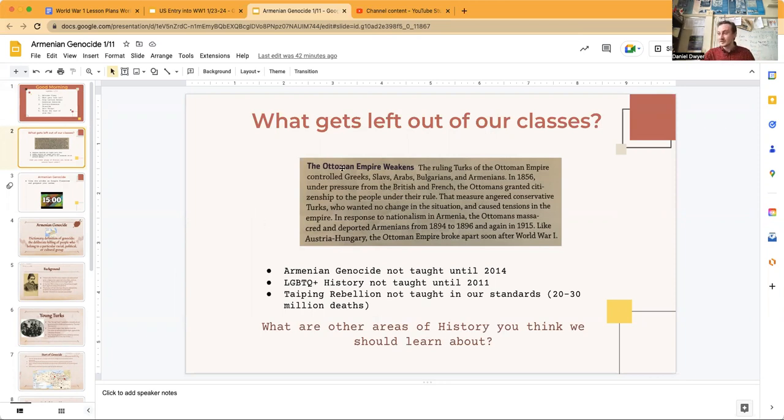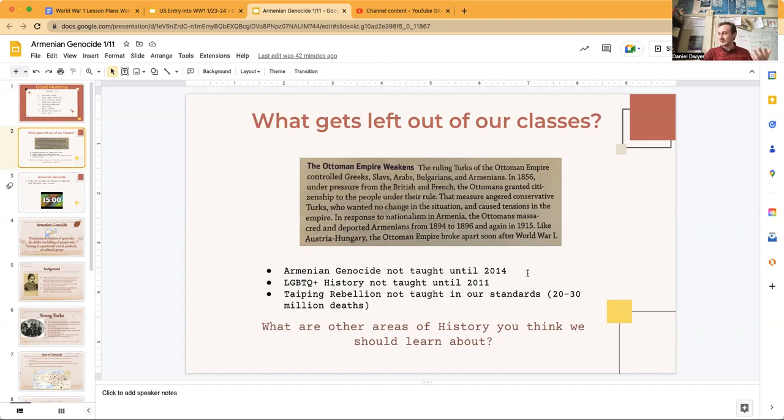And so I gave this screenshot, which is the only small, tiny passage they even mention it in our entire textbook. So it shows you this big world-changing event, and it only gets one paragraph in our whole textbook. So what I want you all to think about is what else gets left out of our classes?